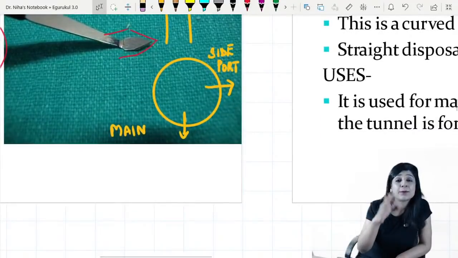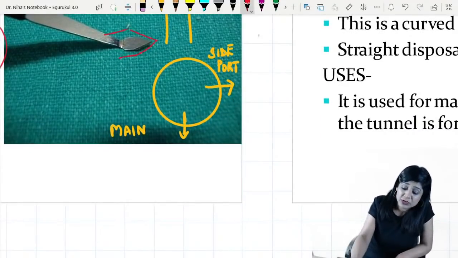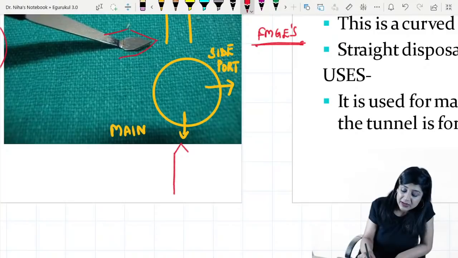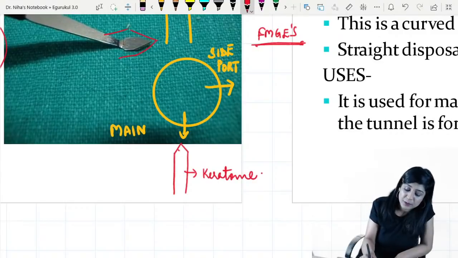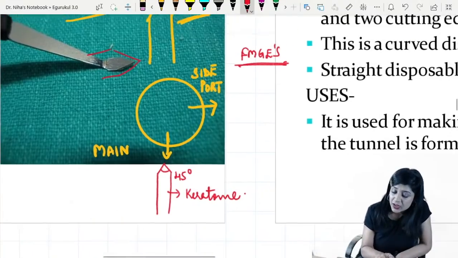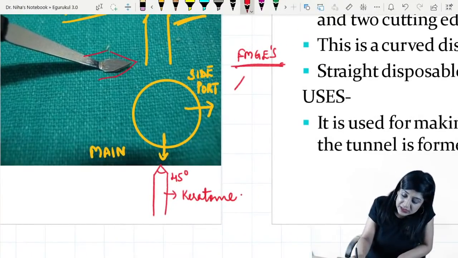Now this will help you in solving the other questions also, FMGs. If you look here, this main incision is actually given by a keratome. Keratome is having an angle of 45 degree, the main incision, while the side port is given by the side port blade. So this side port blade is having an angle of 15 degree.